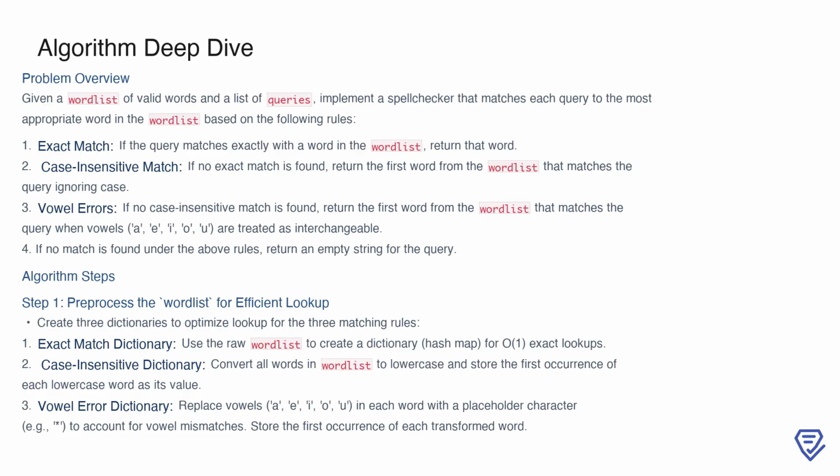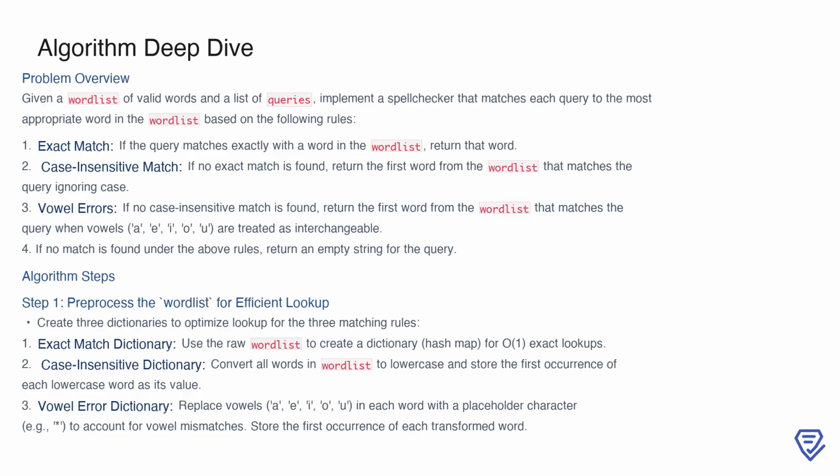To solve the vowel spellchecker problem, we need to design an algorithm that can efficiently match queries to the most appropriate word in the provided word list. The matching follows a specific hierarchy of rules. First, if a query exactly matches a word in the word list, we return that word. Second, if there's no exact match, we check for a case-insensitive match, where we ignore capitalization differences. Third, if neither of those matches is found, we allow for vowel errors by treating all vowels a, e, i, o, u as interchangeable and attempt a match. If none of these rules apply, we simply return an empty string for that query.